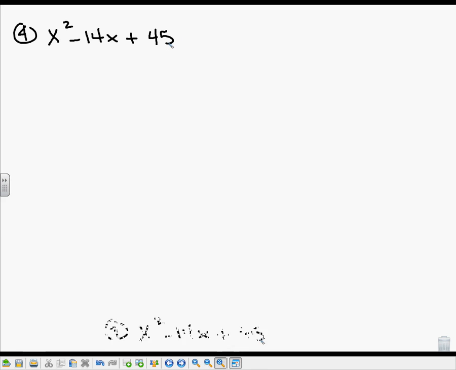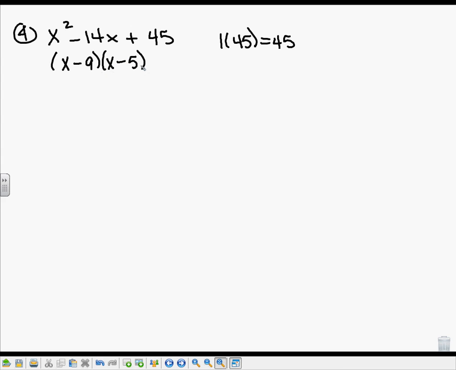Same thing, GCF other than 1? No, so you take 1 times 45, which is 45. What multiplies to 45 but adds to -14? -9 and -5, so you go straight to the answer, x minus 9, x minus 5, because if there's a 1 in front of the square, the answer is the pair. Dividing these by 1 isn't going to change anything.